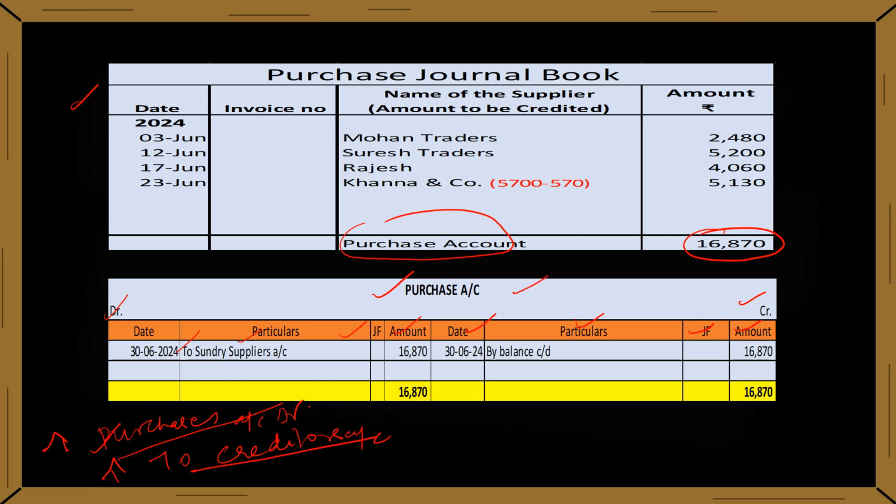Here, in the purchases account, we have to take two sundry suppliers, because here creditors is credited. In the purchases account, it will be debited, that is, in the ledger account it will be debited. The date is 30/06/2024. The total amount is 16,870. The total of the debit side is more, so we take that total on both sides, 16,870, 16,870. On 30/06/2024, by balance carried down 16,870. The same thing applies here. Purchase is a nominal account. Since we are closing the books at the end of the month, not at the end of the year, we are having by balance carried down.